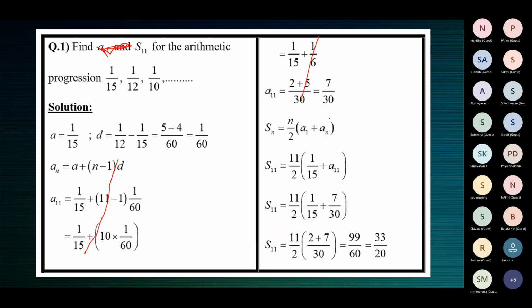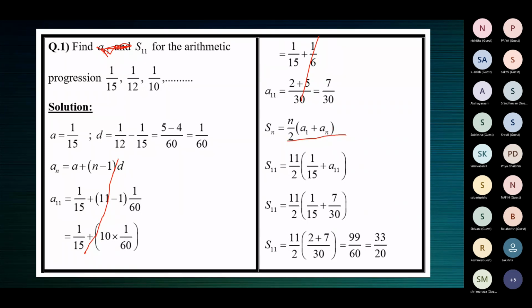Yeah, so I was telling you that if you're asked to find only S11 and you want to use this formula, Sn is equal to n by 2 of the first term plus the last term, you need to find A11. That's not asked, but you want to use this formula, right?